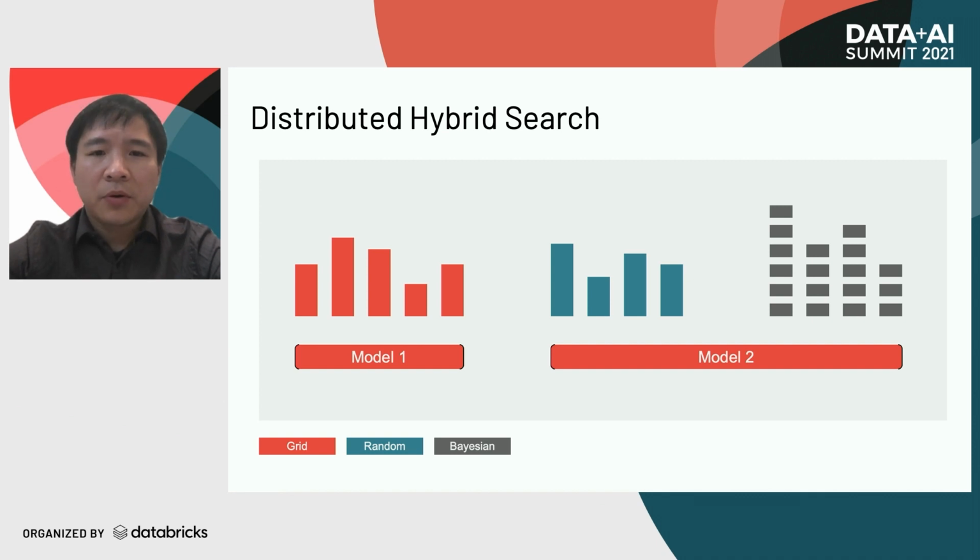And we can plug in third-party solutions for the second level optimization. Here is an example. This search contains model sweeping, grid search, random search, and Bayesian optimization. Grid and random configurations are generated before execution, and Bayesian optimization is done at runtime.